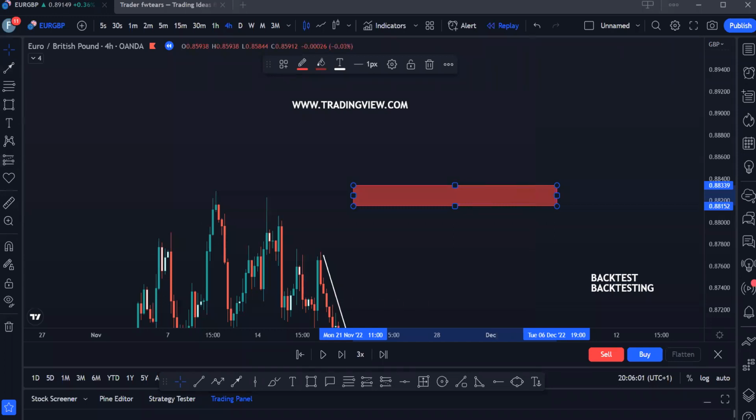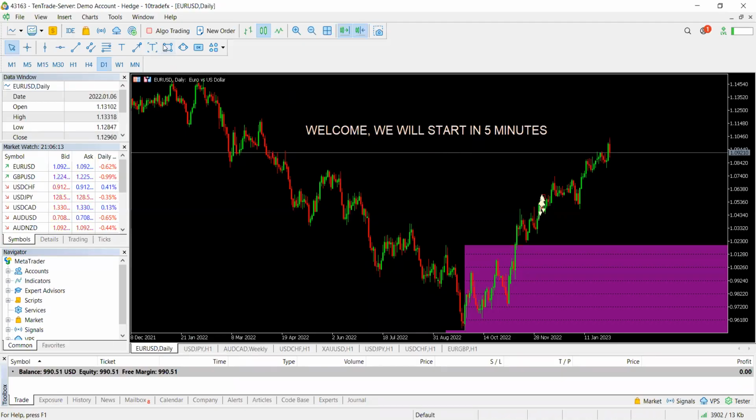Let me show you the rectangle on MT5. At the very top here, you see draw rectangle. When you click on draw rectangle, you can draw the rectangle. You can place it anywhere. You can also change the colors as you wish. Is that clear, Solomon?